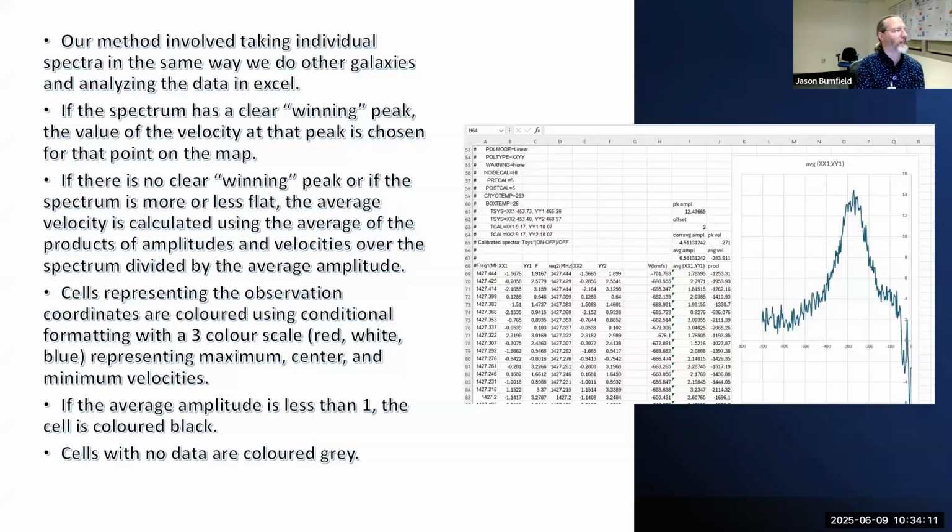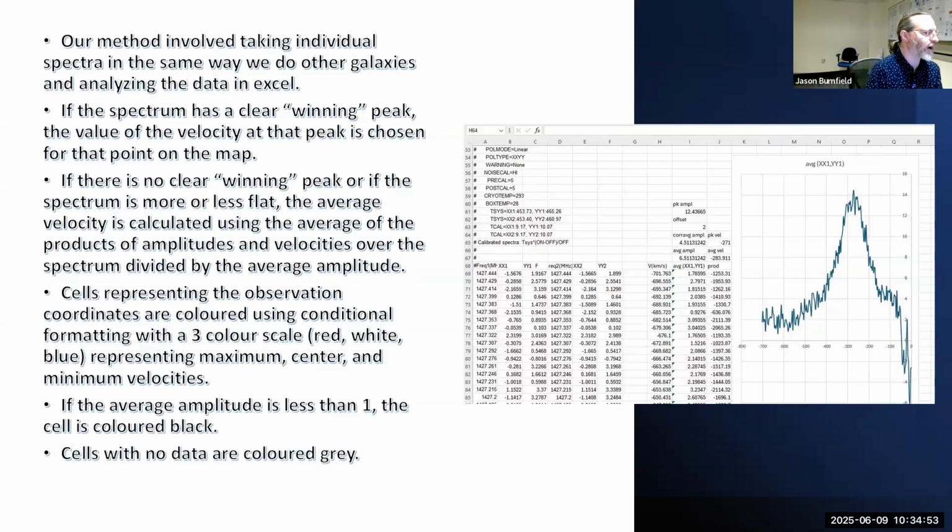But then what we did is we would look at the corrected spectrum and we would look at was there a single peak in the spectrum that was kind of winning out over the others, or was it more of like a broad, flat spectrum? And then that would determine whether, when I was doing the spatial plot, I would give a value to that point of the average of the whole spectrum, or whether I would just give the peak value, the velocity at the peak value.